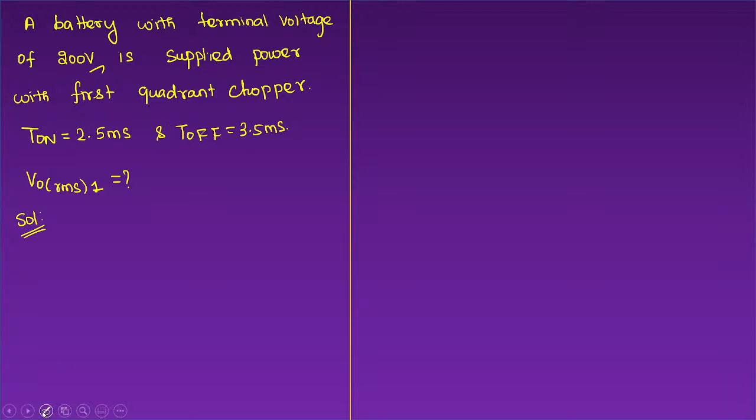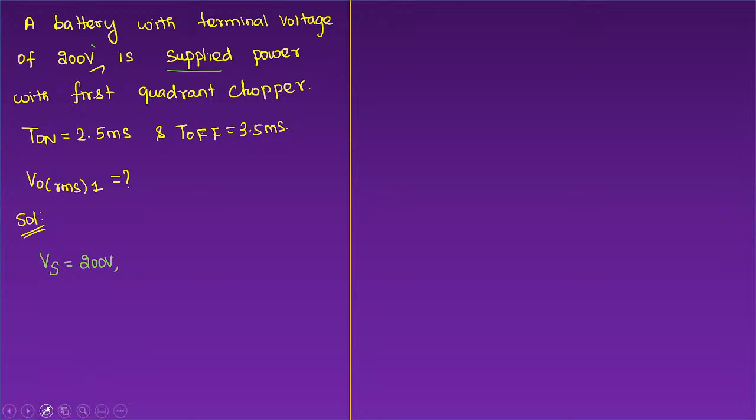Okay, let me write the generalized expression for this. Keep a smile on your face and be active. A battery with the terminal voltage is given. Terminal voltage means the supply voltage. A battery with a terminal voltage of 200 volt is supplied power with the first quadrant chopper. From this, what we can identify is that the supply voltage is clearly given, equal to 200 volt. First conclusion.